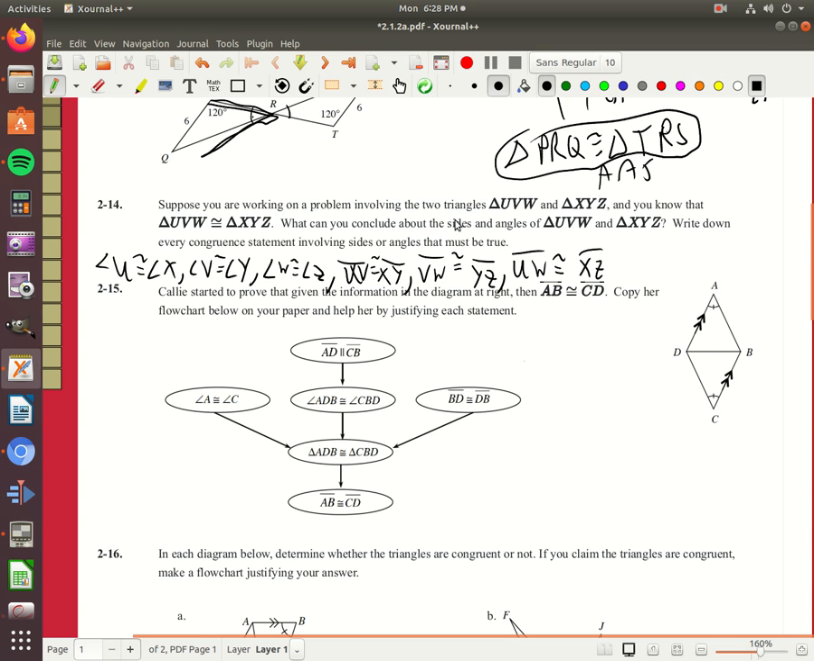CPCTC: if the triangles are congruent, the parts are congruent. That's going to be a big deal later, we'll talk about it. All right, so it says Callie started to prove that, given information and the diagram on the right, AB is congruent to CD.